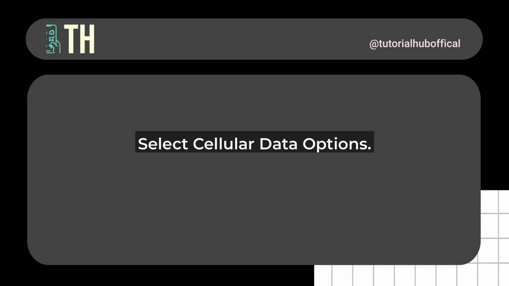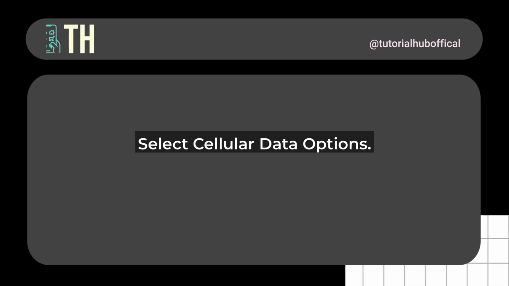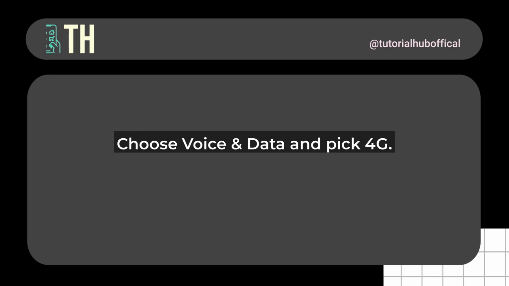Give it a moment to apply the changes. Your iPhone might reconnect to the network automatically. To verify everything's working, glance at the top of your screen. You should see 4G next to your signal bars. Test it out by opening a web browser or streaming a video to ensure the speeds are improved.